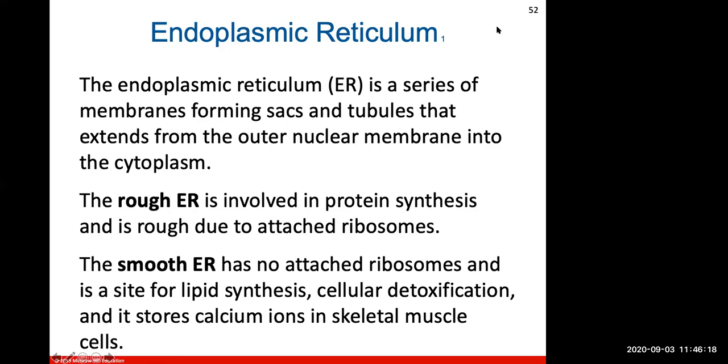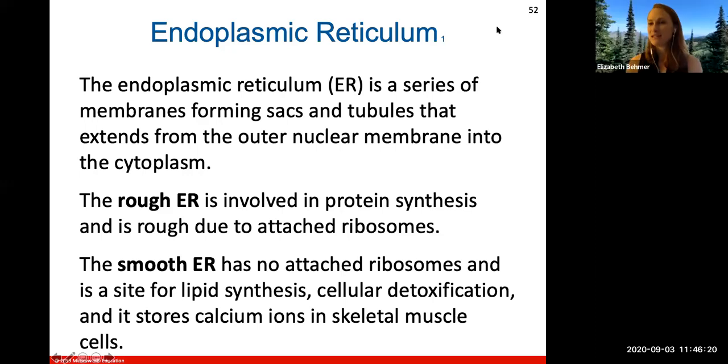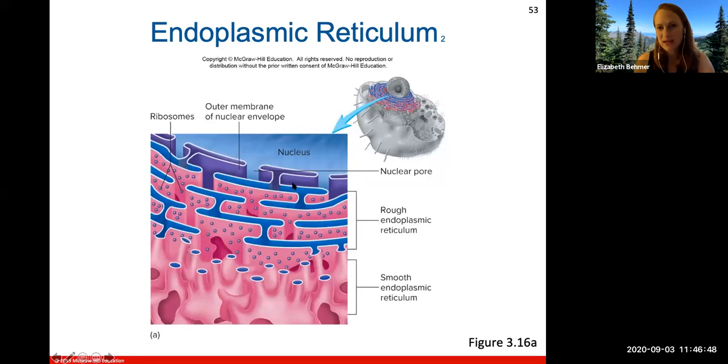It filters and it detoxifies. It detoxifies everything harmful you take in, whether that's a drug or alcohol, it all goes to your liver. That's why alcoholics and chronic drug users have to be very careful, because they're really damaging their livers. But smooth ER will be found in cells in your liver because that helps with detoxifying some of those harmful substances.